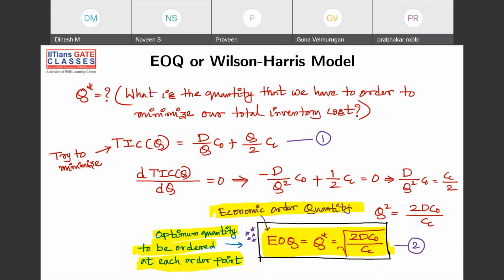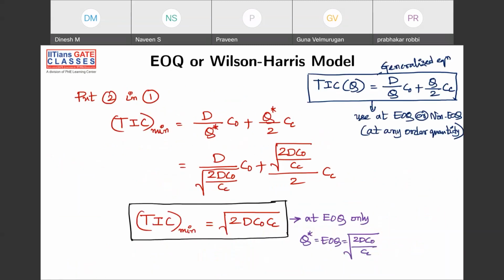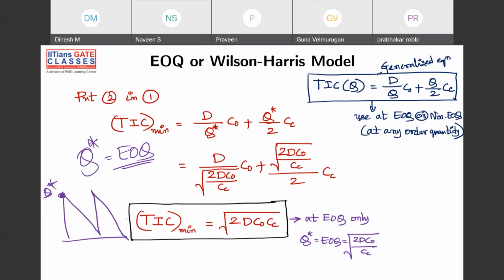Yes. Fine. Now, next. So you got the quantity Q star. This is your EOQ, the optimum quantity that you have. Optimum quantity in the sense that it is the quantity you have to order each time, and that Q star is repeated again and again. You order this much quantity at each order point.